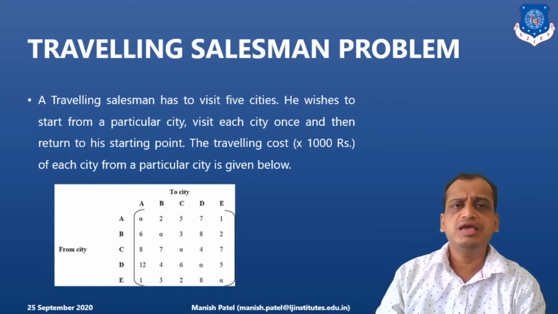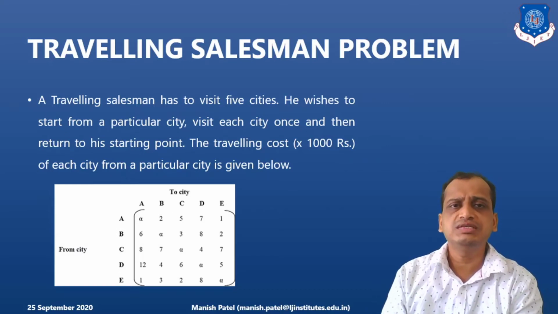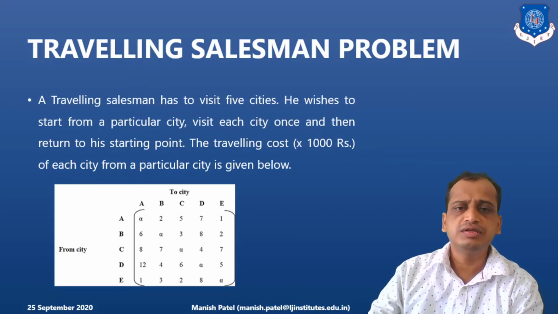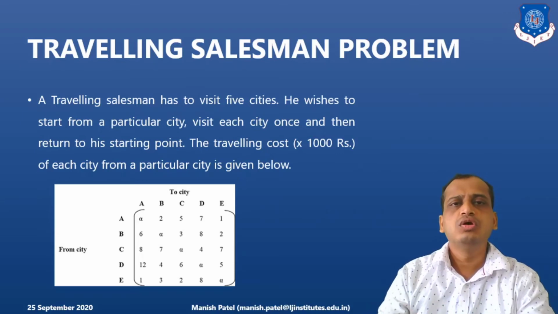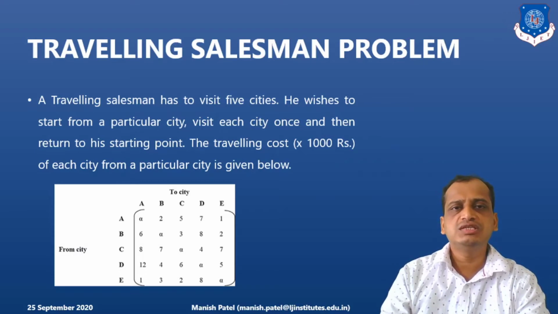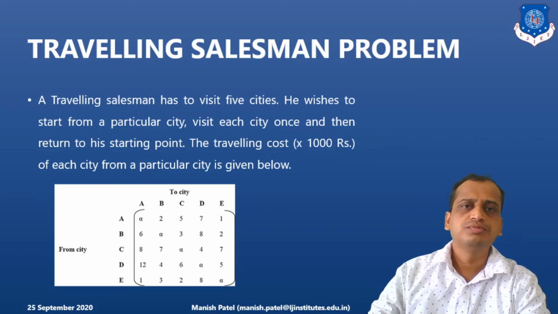If he is in city A and is traveling to city B, the cost involved here is 2 into 1000, meaning 2000 rupees. Similarly, if he is in city A and is traveling to C, then the traveling cost is 5000 rupees, and accordingly. This cost matrix is given for all the interconnecting cities. Now he wants to know the shortest route he should follow while visiting these cities, so that he or she can minimize the traveling cost.